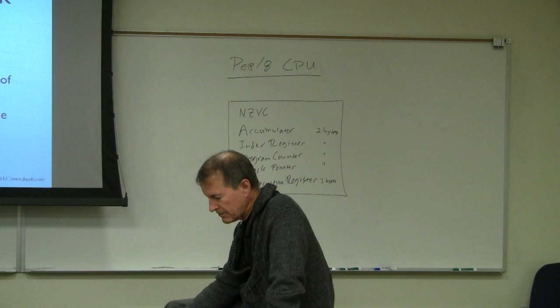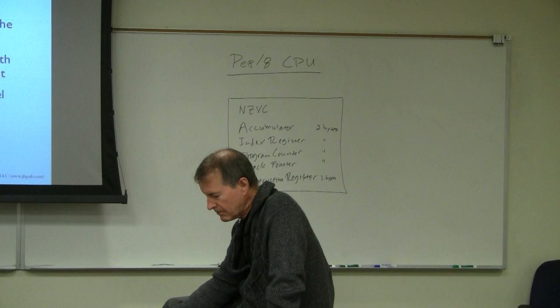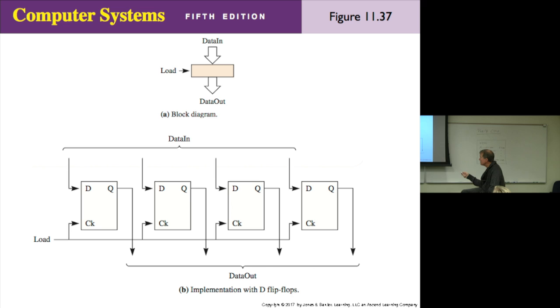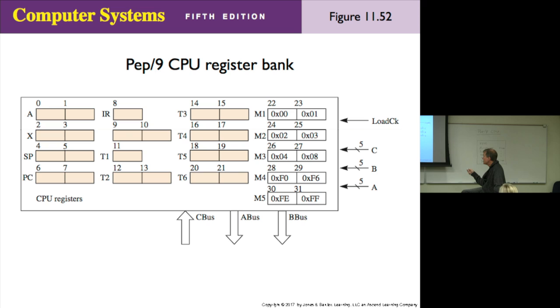Let's go back to figure 1136. I feel sure we had a register here. Do you remember how in figure A, the block diagram of a register, this load goes into this clock? We present our data as input to here, and we clock it, and that is stored in there. Now let's come back to this two-port register bank. That's what this load CK does. This load CK is used in conjunction with the C bus. Are you with me?